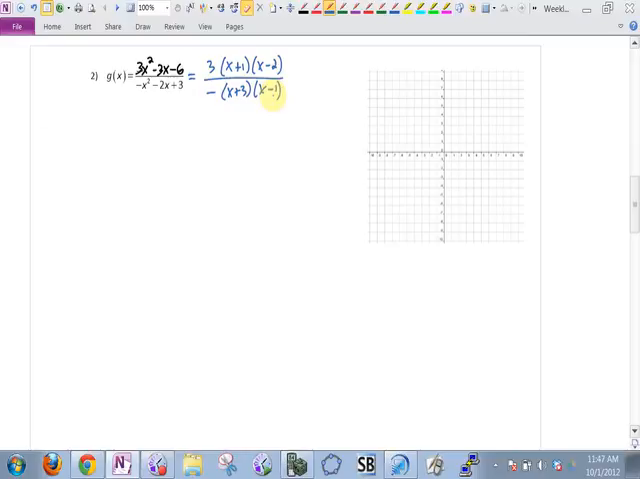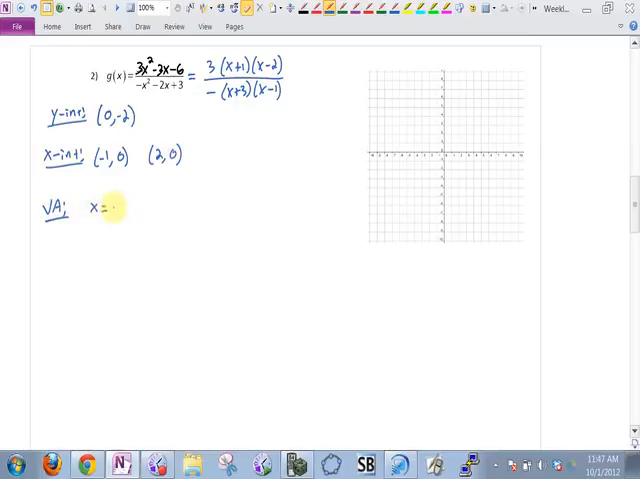So as we start going through this, the y-intercept is negative 6 divided by 3, so that is (0, negative 2). X-intercepts: we have one at (negative 1, 0), and we have one at (2, 0). And there are 2 vertical asymptotes.